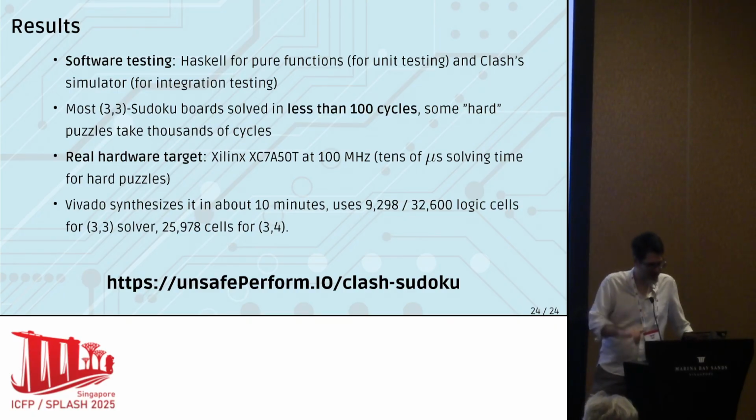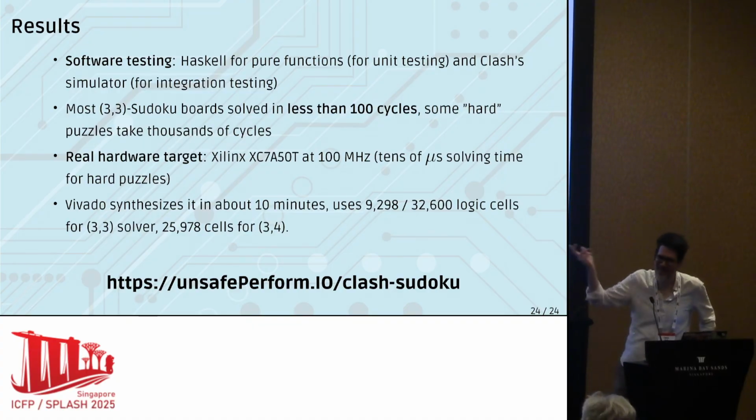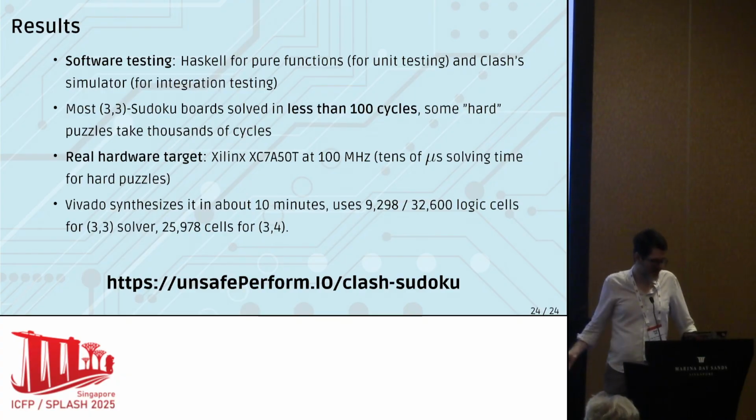And then on real hardware testing, I took a Xilinx Artix 7, which just by accident happens to be very similar to the one that Satnam was showing at his keynote. This is a slightly smaller version of that. But with just the default settings, I didn't really try to find the fastest clock or anything. It just defaults to 100 megahertz, why not? It means that tens of microseconds is all it takes to solve a Sudoku problem.